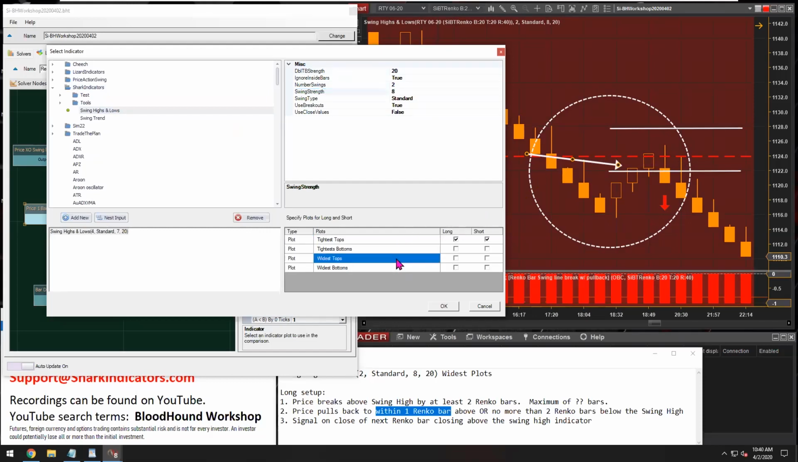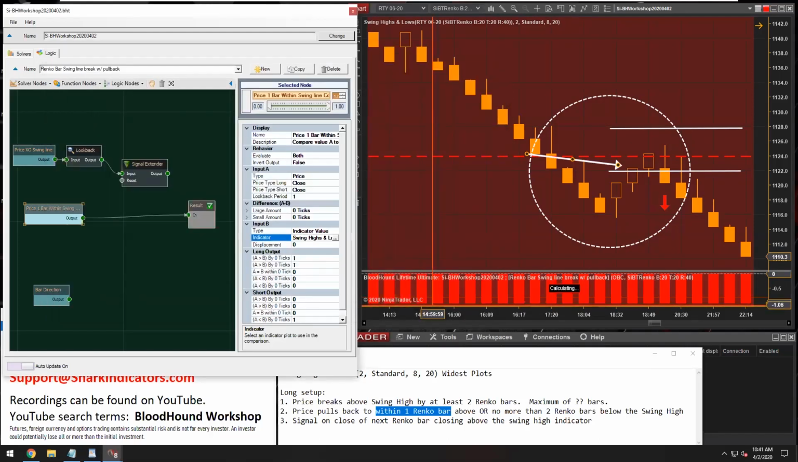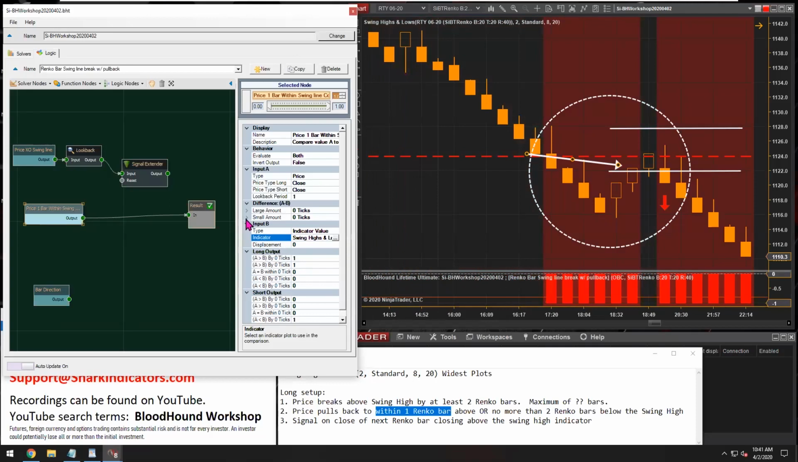All right, so now we need to figure out what plots we are going to use here. So again, we're going to use the same plots, right? So for a short signal, we're using the widest bottoms, so that's the red line here. And then the widest tops, those are the green lines for the swing highs, and we're using those to generate a long signal.